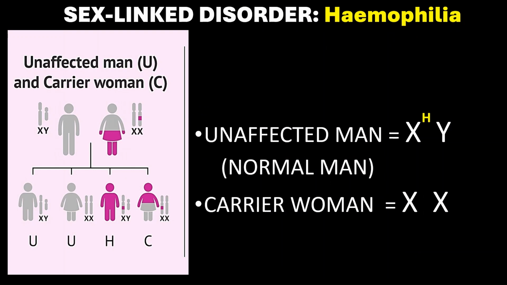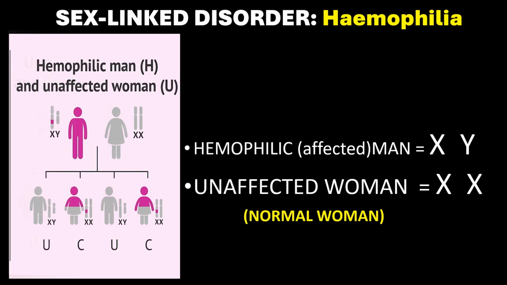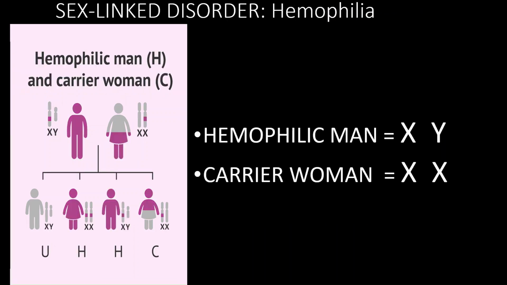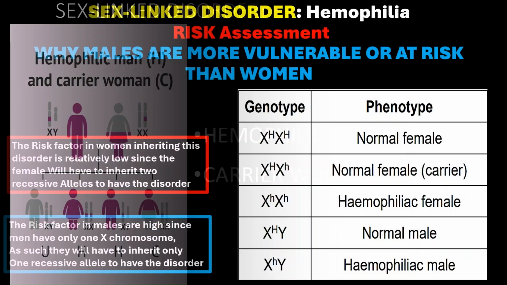What about a carrier woman? A woman who is a carrier will look like this. She's carrying the disease genetically, but phenotypically, she's going to be normal. And then we have a hemophilic man. A man who is sick is going to look like this. If a woman is normal, she's purely not sick. She doesn't carry the disease. So this is how we represent it. Okay, so that is it here.